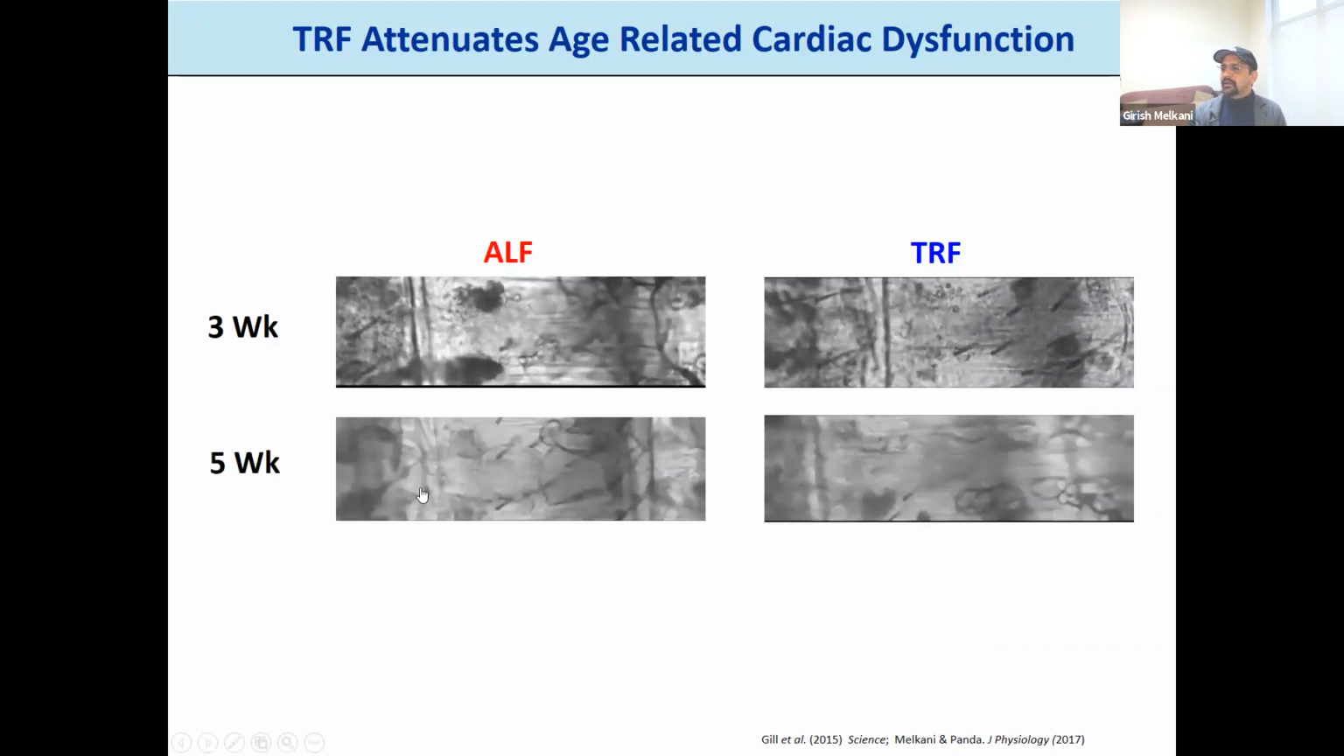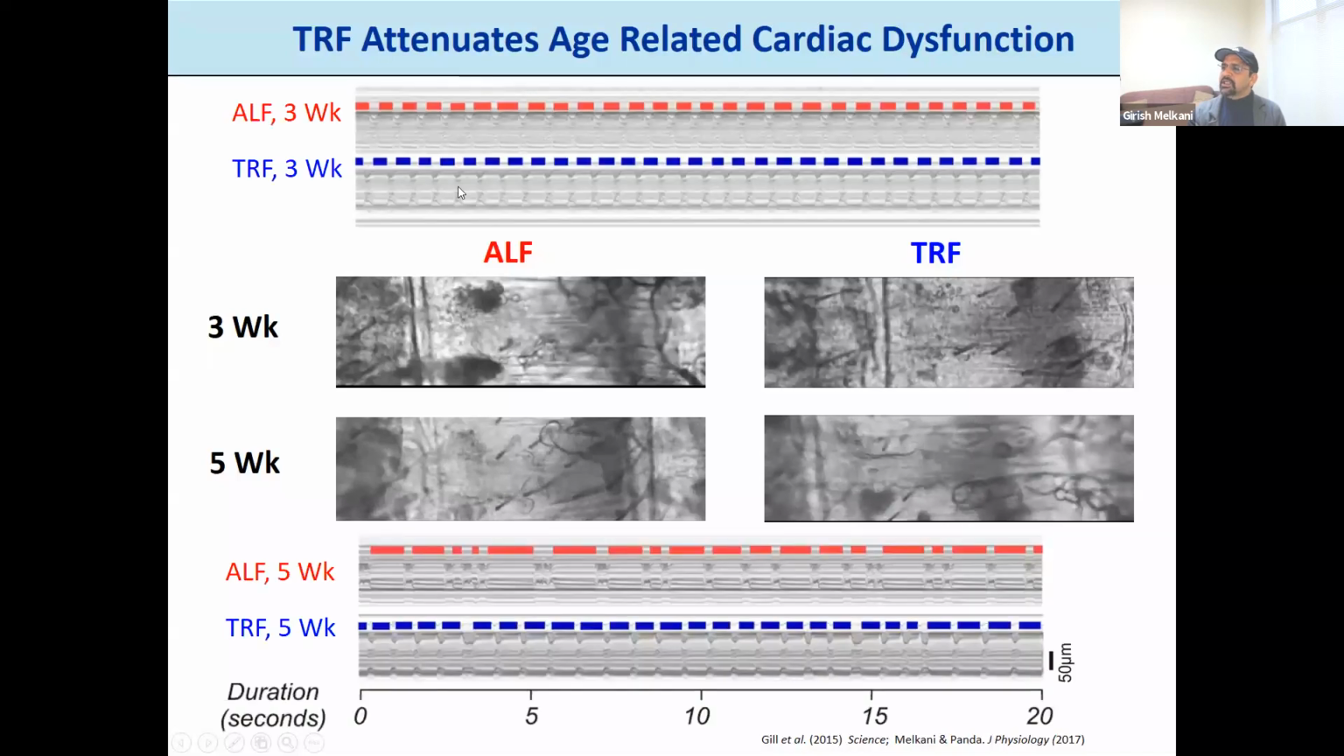But look at what happened to this heart in like next 2 weeks. If you compare this with this, you don't have to be any expert, just by looking at the beating pattern, you can see a lot of dysarrhythmia. But this dysarrhythmia was significantly suppressed when we put the flies under TRF. Okay, as you can also see through M mode, at 3 weeks there is no difference, and at 5 weeks, a lot of dysarrhythmia under ALF was significantly reduced under TRF.